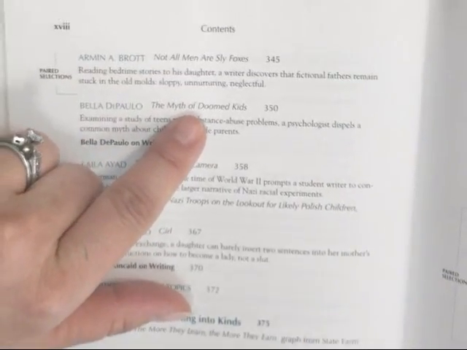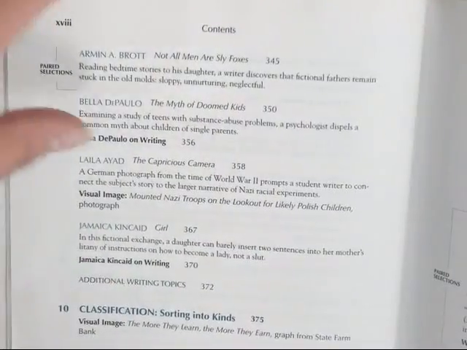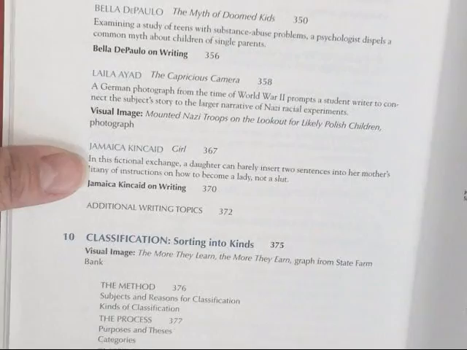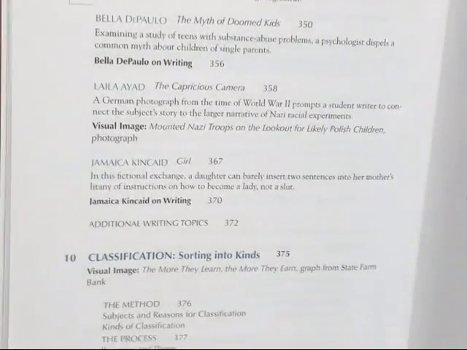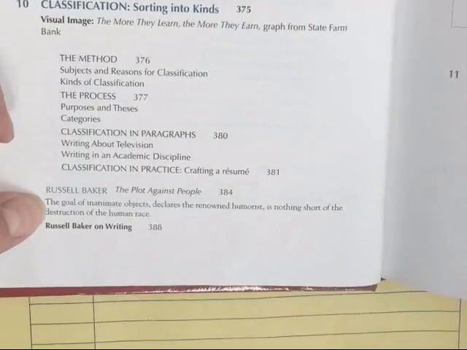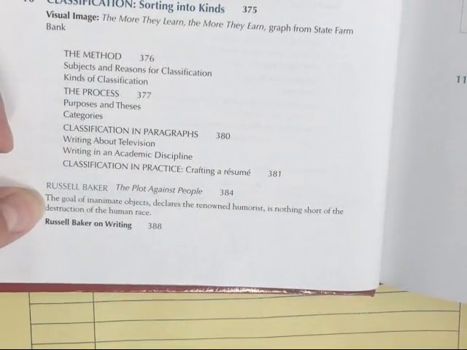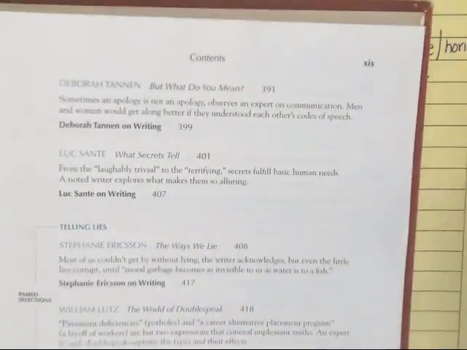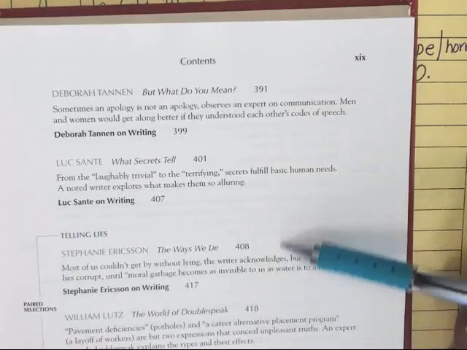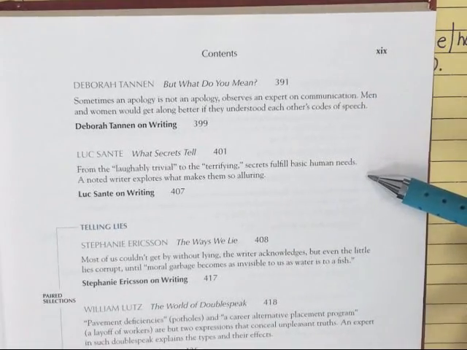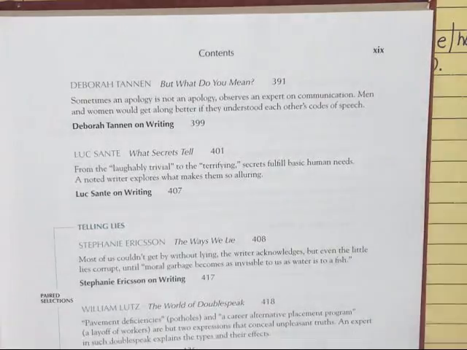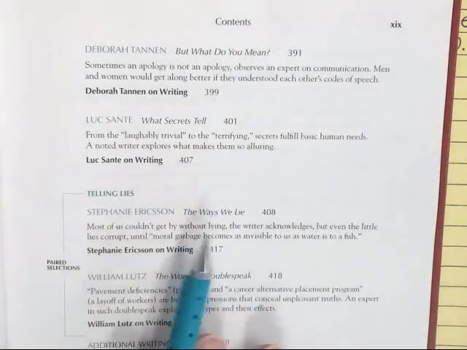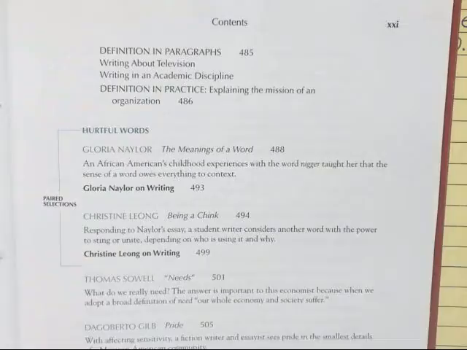Substance abuse problems in teenagers is The Myth of Doomed Kids. Girl is about her mother's expectations of her based on her society. This one is The Plot Against People. If you're all about decluttering and living a life in a tiny house, you might want to look at The Plot Against People. Here, words. All of these deal with communication, words and lying, and how we twist the things that we say by the way that we say them. And that would be But What Do You Mean? What Secrets Tell. The Ways We Lie in the World of Doublespeak.